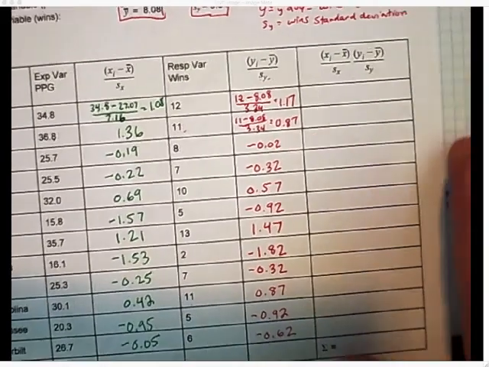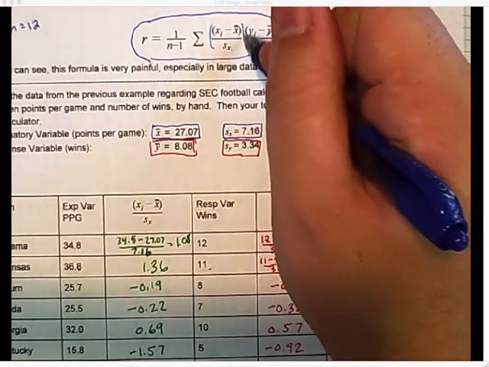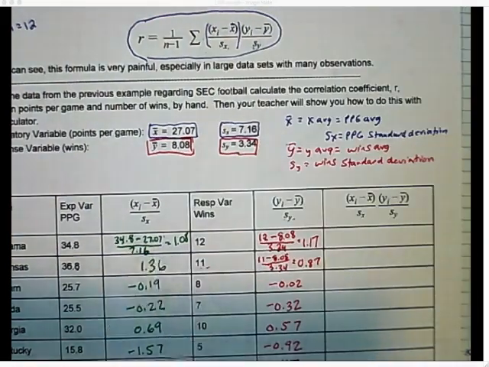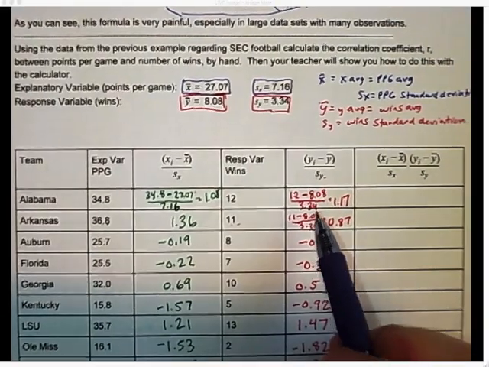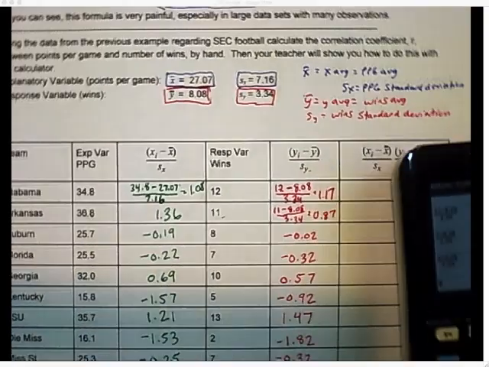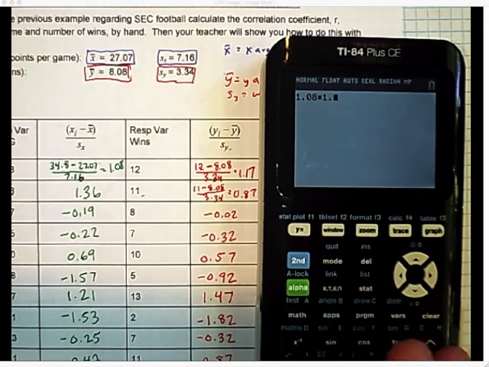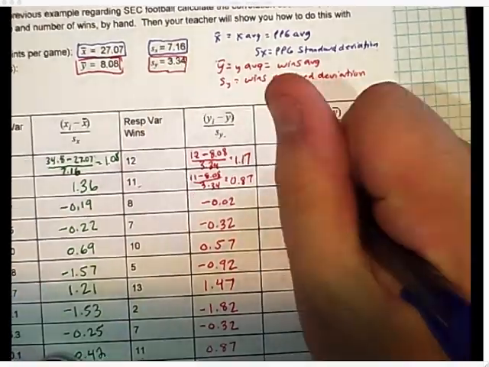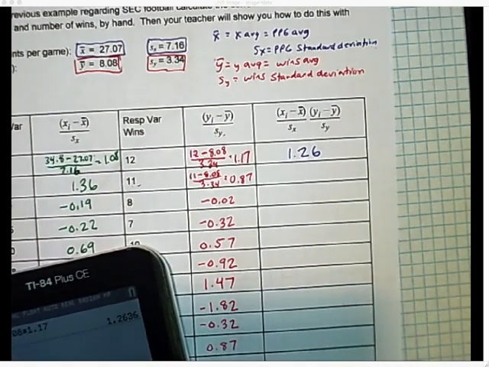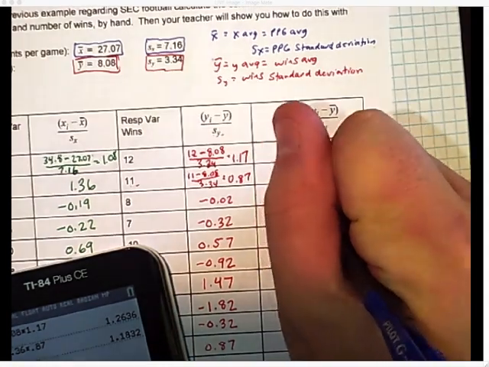So after you do all that, remember we're only going to do one of these by hand. I know it's painful. The formula says I have to take these numbers and multiply them times these numbers, independently for each team. So for Alabama, I would take 1.08 times 1.17. That's 1.26. I'm going to do that for all 12 teams. I'm going to do 1.36 times 0.87. Remember, I'm going to have some rounding error because I'm cutting these numbers off.